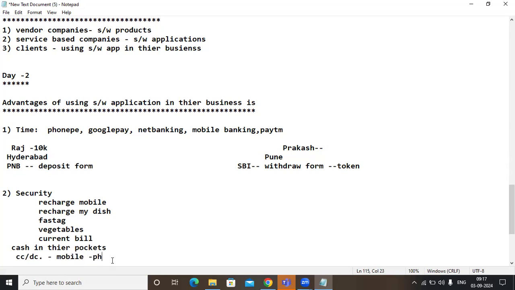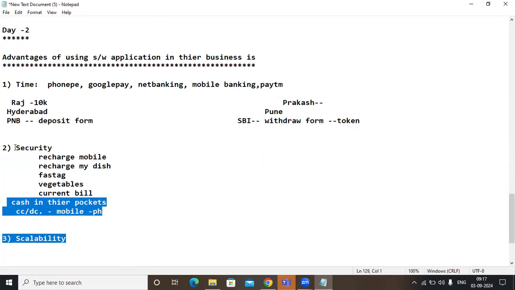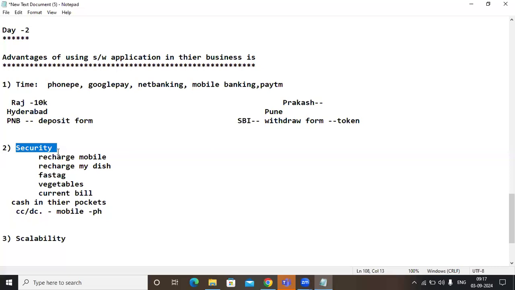Point clear, all of you? Can you hear? That is why, once you do not carry the cash in your pocket, indirectly you're getting the security for your cash. Do you understand what I'm speaking here? Hello? If I put some cash in my pocket or in my wallet, there could be a chance of somebody going to steal it. Really? Yes or no? Yeah. No one steals from my pocket because I don't have any cash in my pocket, right?